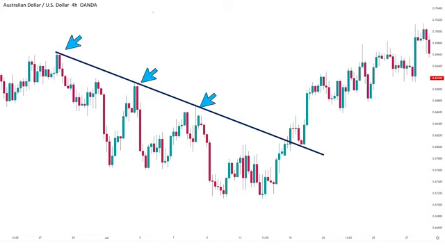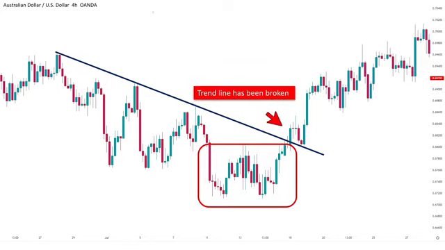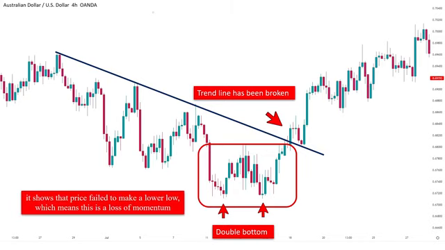So, what we do is, we look for key price action reversal patterns that have formed right before a trend line break. Now there are many kinds of reversal patterns you can look for, such as double tops or double bottoms, head and shoulders, triangles, and so on. And the reason you want to identify a reversal price action pattern right before a trend line break is that you are going against the dominant trend. So, the price action pattern we got was this double bottom. Now, what does the double bottom tell us in terms of the price action? Well, it shows that price failed to make a lower low, which means this is a loss of momentum.